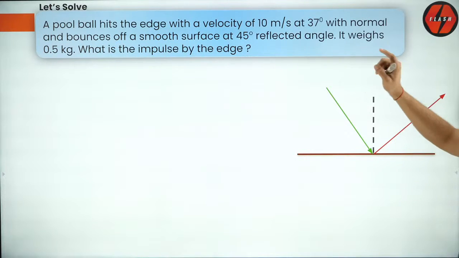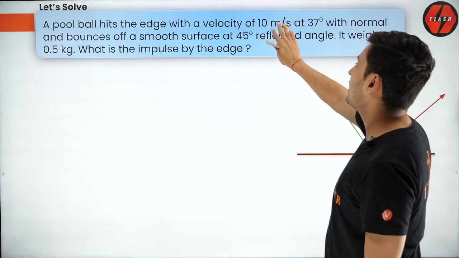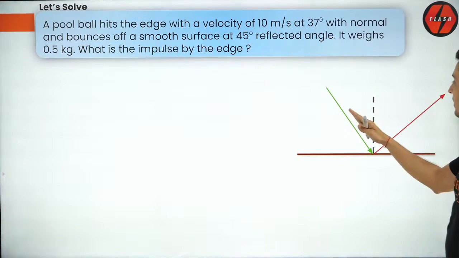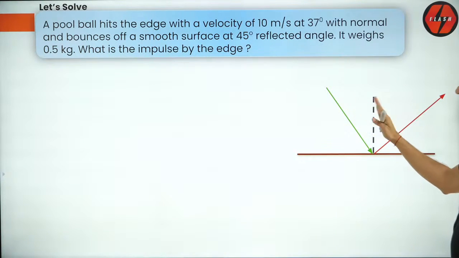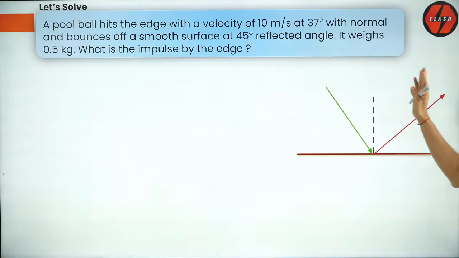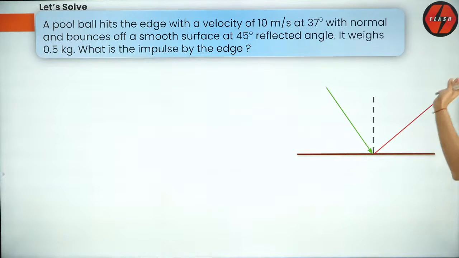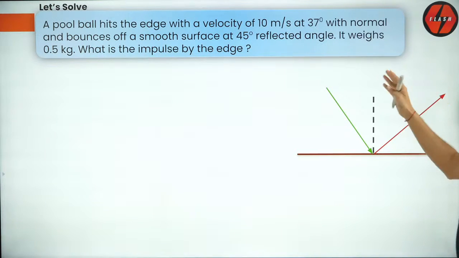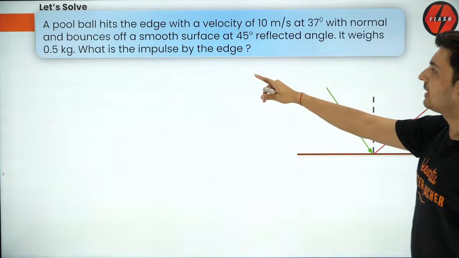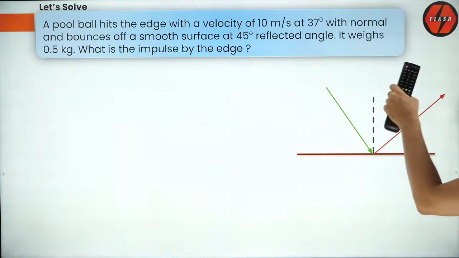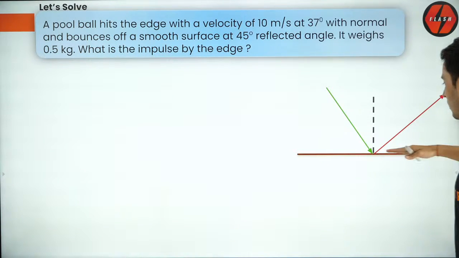A pool ball hits the edge with a speed of 10 meters per second at 37 degrees with the normal. Alright? And bounces off the smooth surface at 45 degrees reflected angle. If the ball weighs 0.5 kg, what is the impulse by the surface?